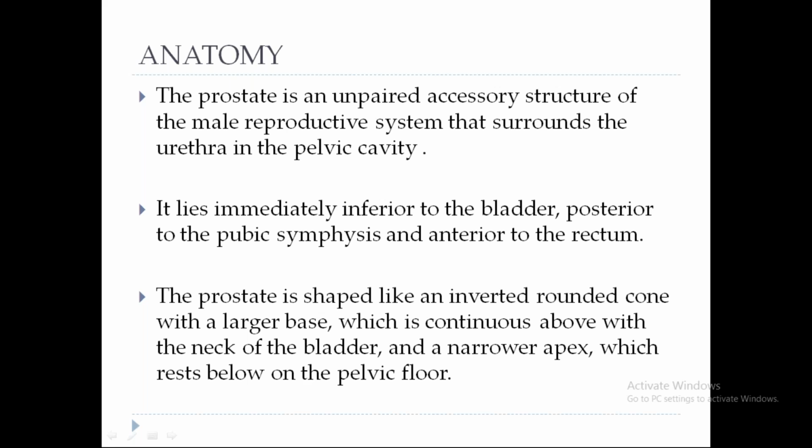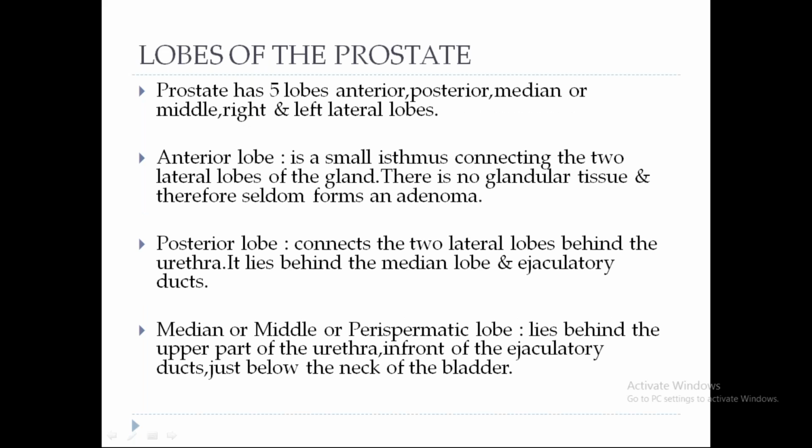A brief anatomy, let's see. You know, the prostate is an unpaired accessory structure of the male reproductive system. It is inferior to the bladder, posterior to the pubic symphysis, and anterior to the rectum. It is an inverted round cone shape with a larger base, which is continuous above with the neck of the bladder, and a narrow apex, which rests below on the pelvic floor.